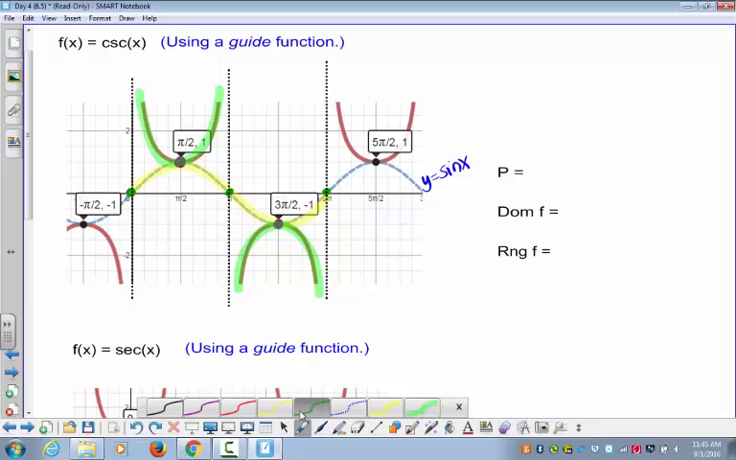So this repeats itself every 2 pi. Yep, same as its guide. The domain: all reals but the asymptotes.